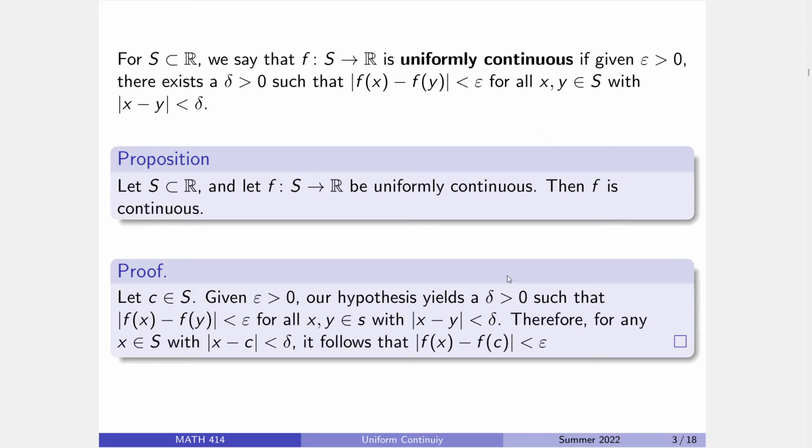Okay, well, then any x in S that is within delta of c, f of x minus f of c must be less than epsilon. So there we go, we are continuous at c, and since c was arbitrary, that means we're continuous at every point in the domain, and thus we are continuous.